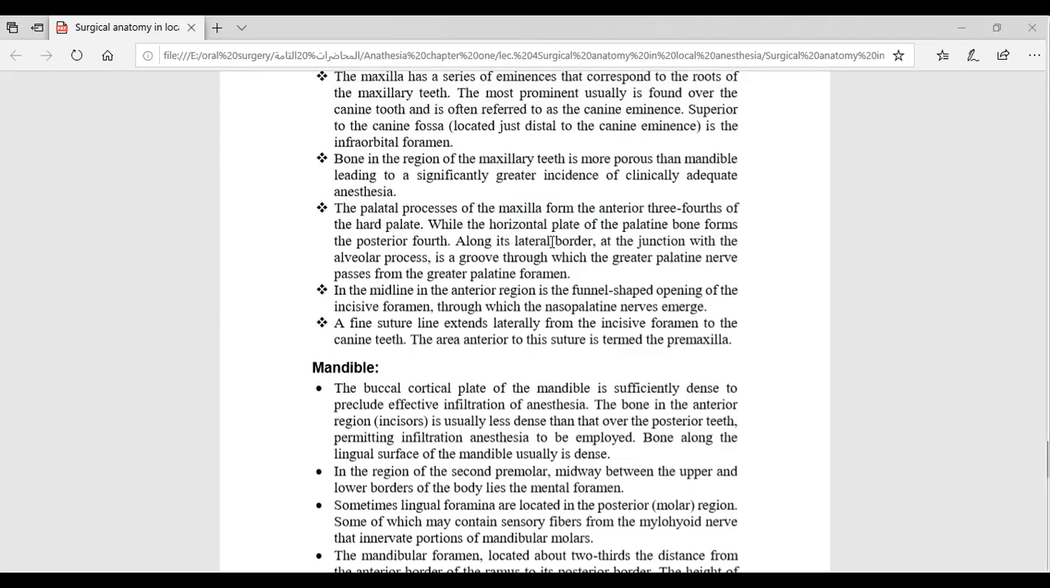Along its lateral border at the junction with the alveolar process is a groove through which the greater palatine nerve passes from the greater palatine foramen.